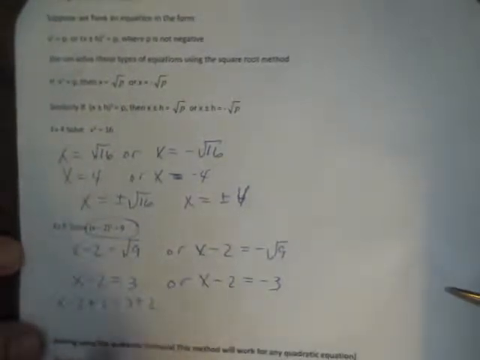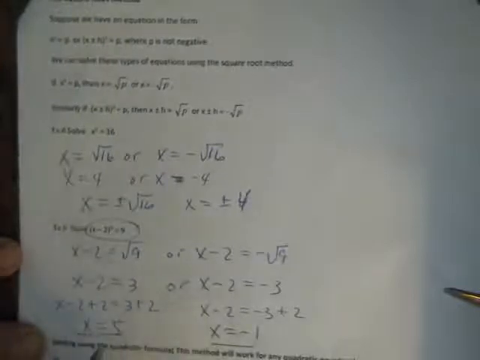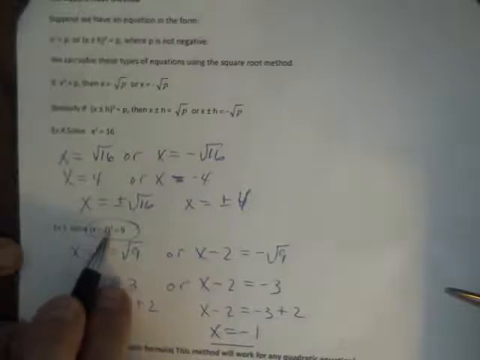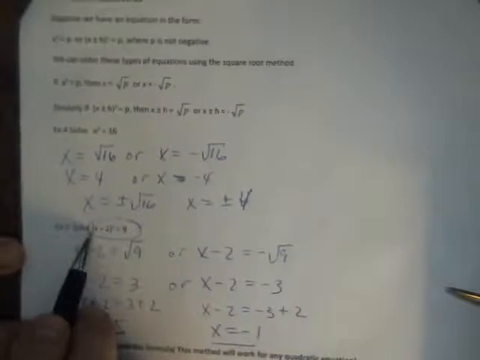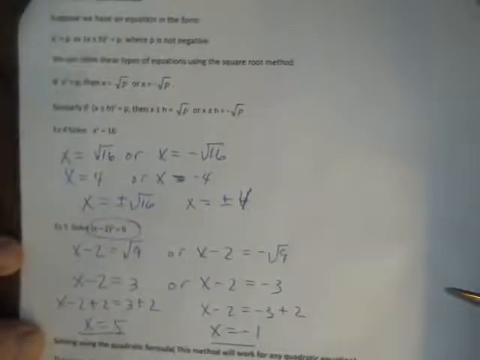Solve for x by adding 2 to both sides here. So x is 5. Add 2 over here. Be careful with your signs. So my solutions for this one are positive 5 or negative 1. And again, you can always check. If I substitute 5 up into here, 5 minus 2 is 3. 3 squared is 9. If I substitute negative 1 up into here, negative 1 minus 2 is negative 3. Negative 3 squared is also 9.